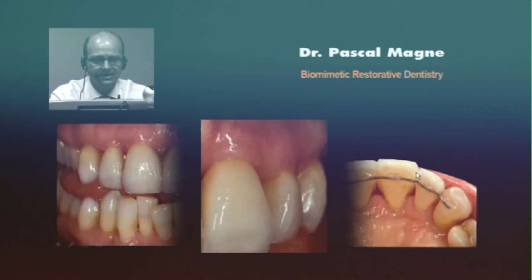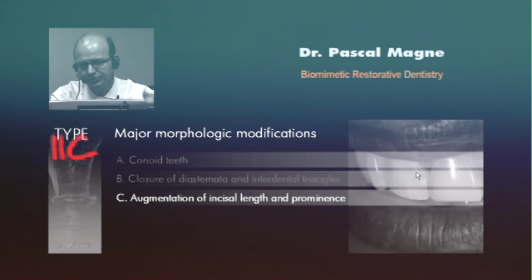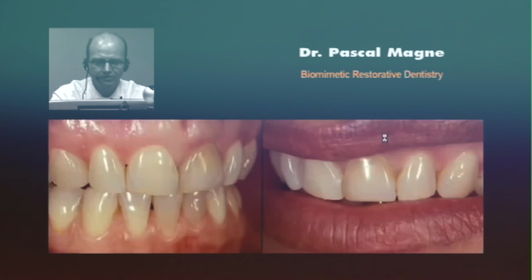So the next example I want to develop with you is the augmentation of the incisal length and incisal prominence. And for that, I want to show you the case of this patient with very worn down, flat central incisors. And this is really ideal for the application of bonded porcelain restorations. This patient is really willing to develop again the incisal prominence.